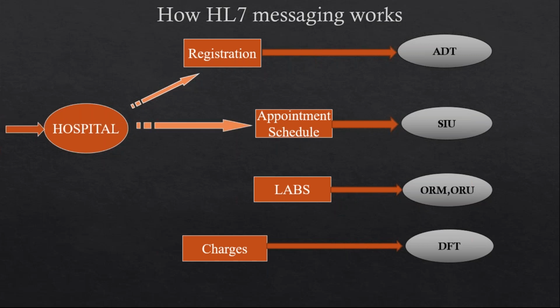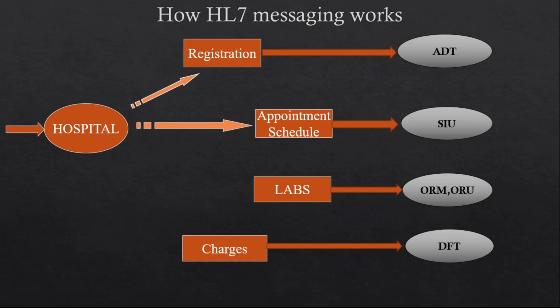And next we have appointment schedule. Appointment schedule is indicated or represented with SIU, which is scheduling information unsolicited. So unsolicited means unidirectional, which means these kind of messages or events will have only one directional flow. For example, appointments are scheduled in the PM system and then they will be sent over to the EHR system so the doctor can be notified.